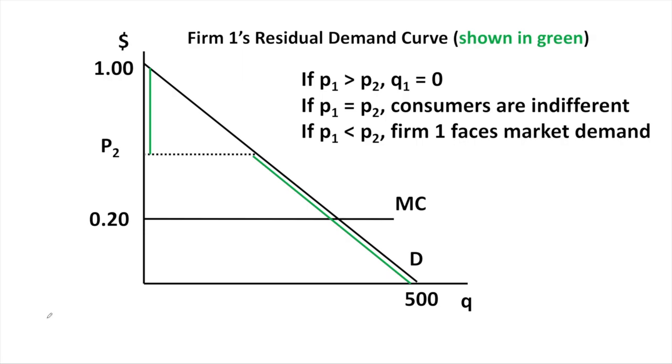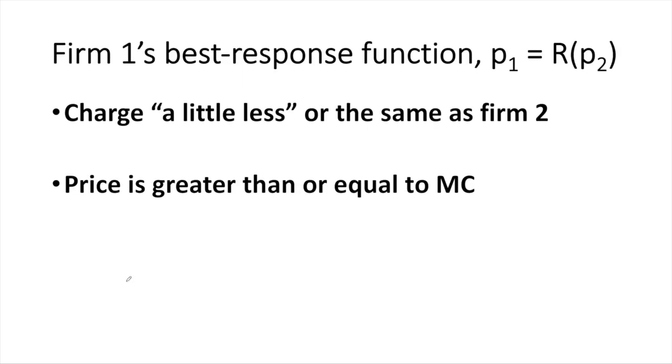So if firm 1 and firm 2 are selling identical products, and if firm 1 has a higher price, it won't sell anything. On the other hand, if firm 1 has a price that is lower than the price set by firm 2, its residual demand curve is actually the market demand curve. So to sum this up, if firm 1 charges a price higher than firm 2, it doesn't sell anything. If firm 1 charges a price that's lower than the price set by firm 2, it faces the entire market demand curve.